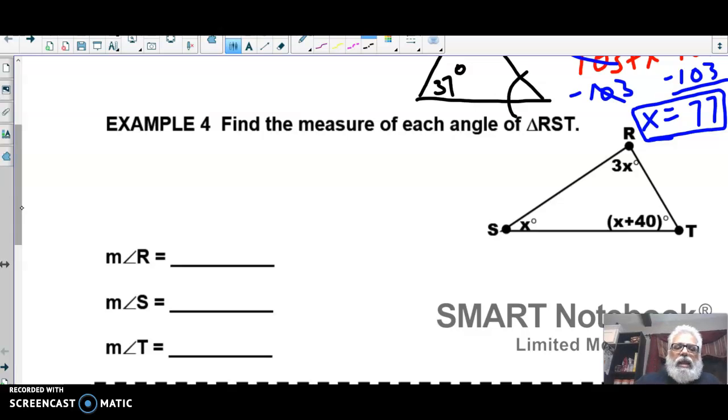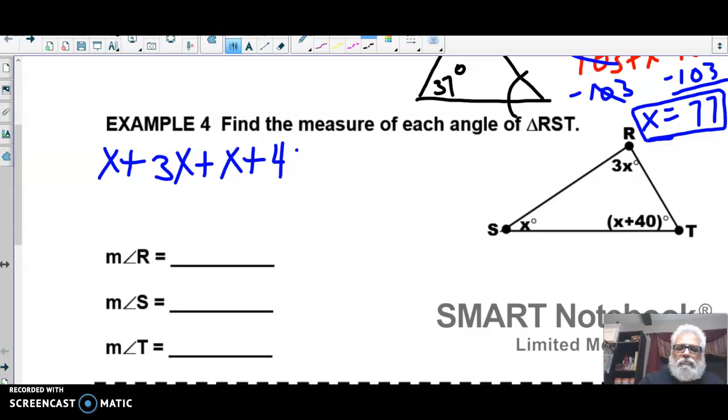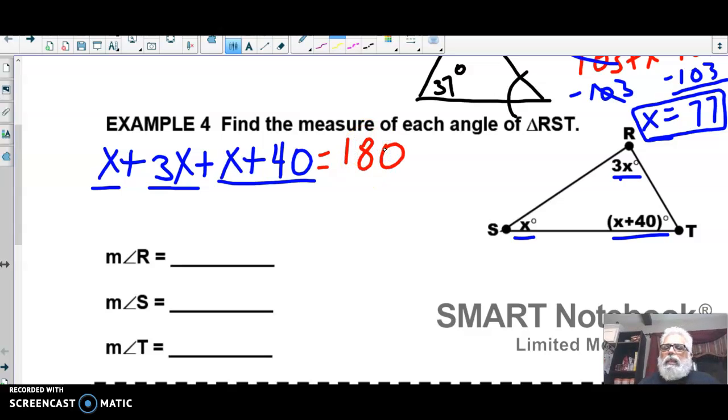First thing you're going to do, all three angles, again, you're going to add them up. So I got my x right there. I got my 3x right here. And then I got my x plus 40 right there. And all that is going to equal 180. Always set it equal to 180.